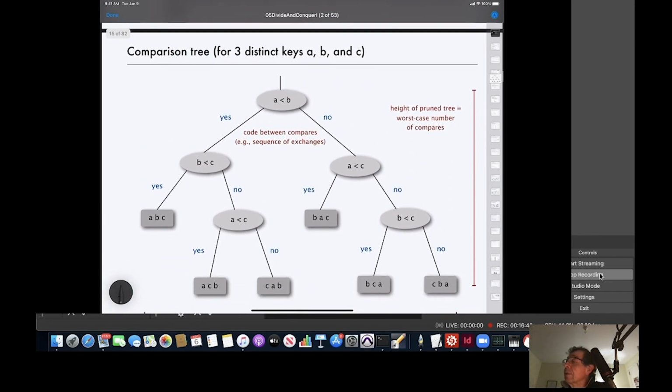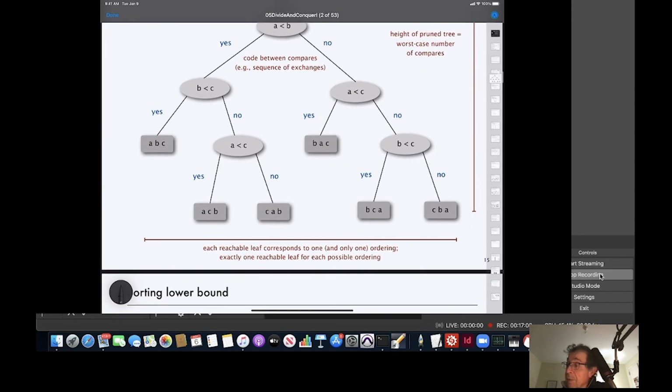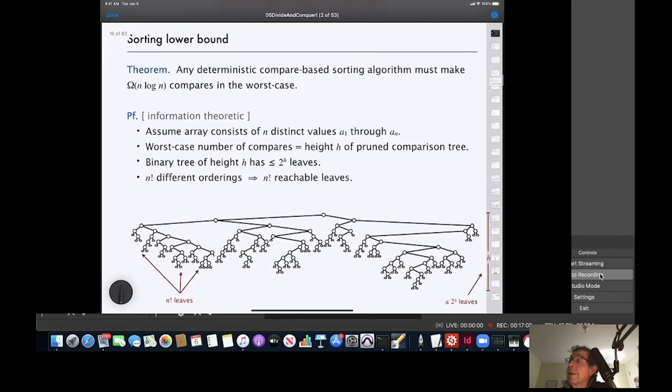And we see that the height of the pruned tree is just the worst case for the number of compares. So what is the maximum number of compares required to get to the farthest away elements in this tree? Of course, it's related to the logarithm because we are looking at a binary tree, since we are comparing one thing against another. So we can think of a lower bound for the sorting problem, because what we got before was an upper bound. But is there a lower bound?